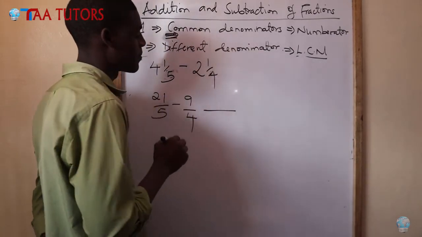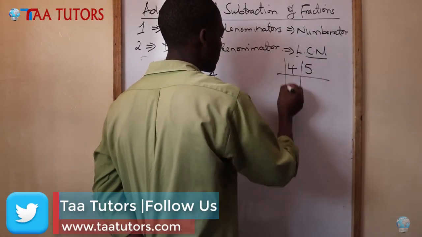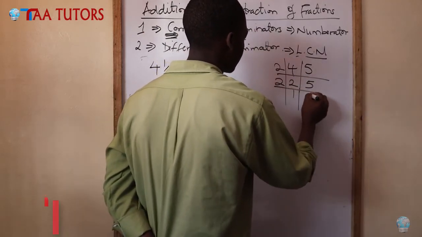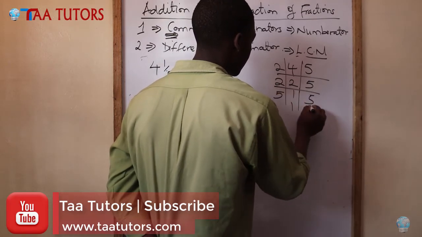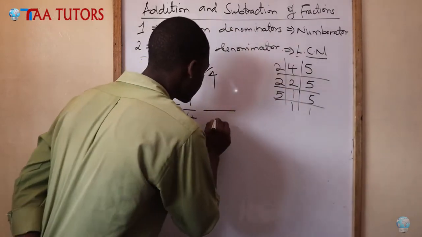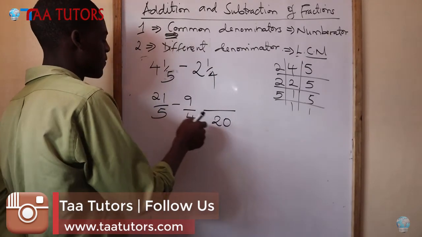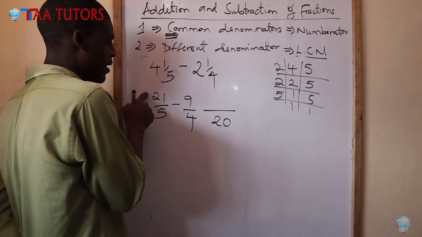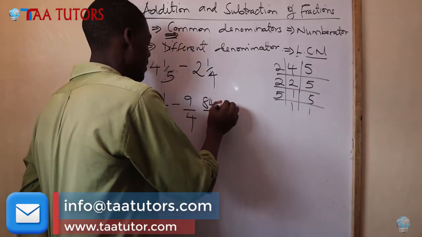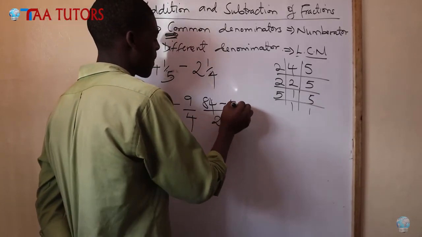Now, what is our LCM? We have 4 and 5. So we have 2 times 2, that is 4. 4 times 5, 20. Our LCM here is 20. 5 into 20, 4 times. 4 times 21 is going to give us 84. Minus 4 into 20, 5 times. 5 times 9 is 45.